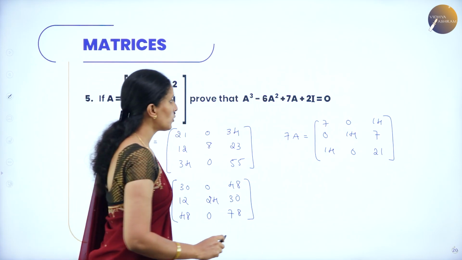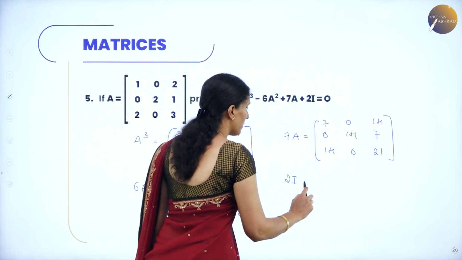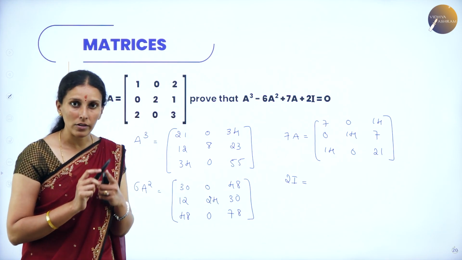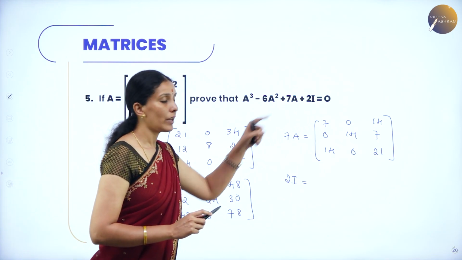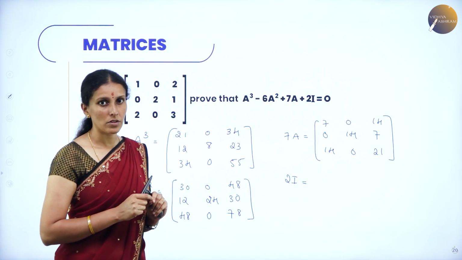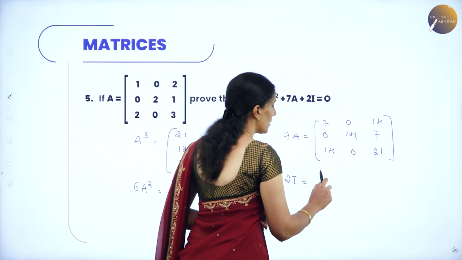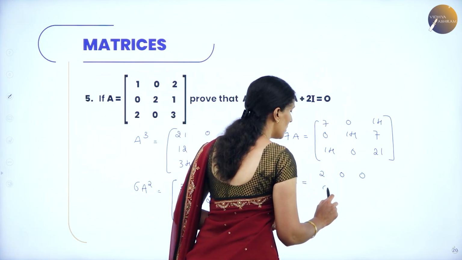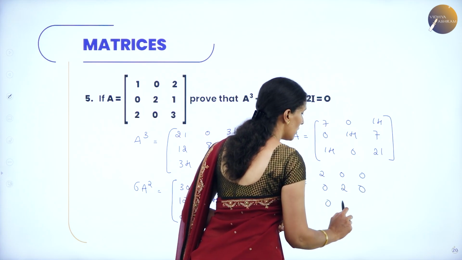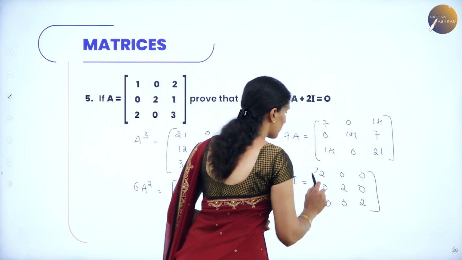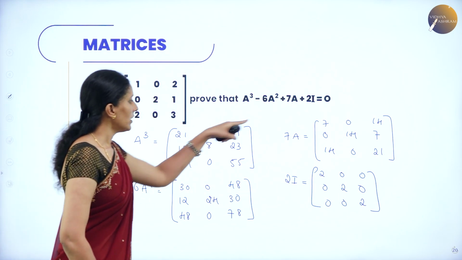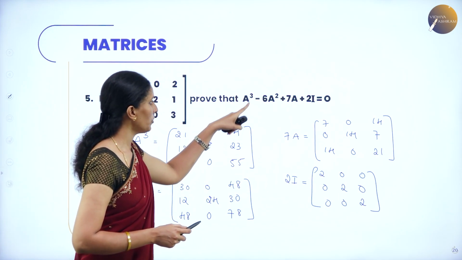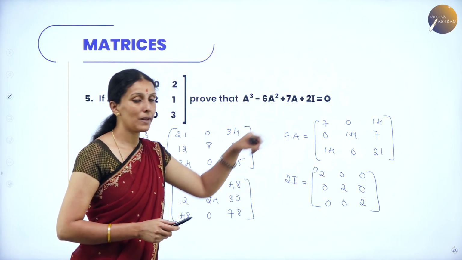And the last one is 2I. Since all of them are 3 cross 3 matrices here, you have to take I as a 3 cross 3 matrix and multiply with 2. Then it becomes 2, 0, 0, 0, 2, 0, 0, 0, 2. So these are the solved matrices for A cube, 6A square, 7A and 2I.